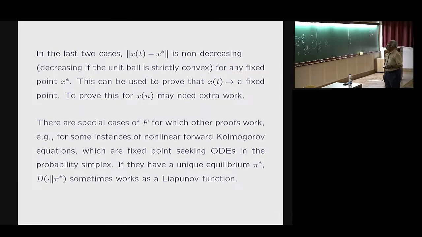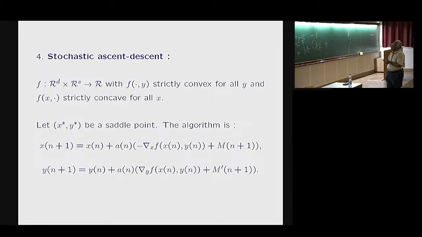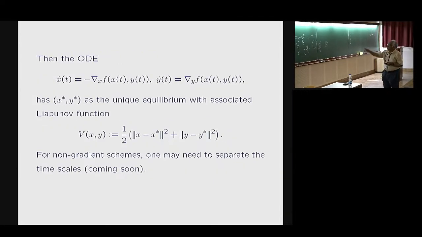When alpha is 1, it's a bit complicated, which I talked about a bit, but I won't get into that again. Gradient descent-ascent is basically to find saddle points if there is strict convexity and concavity in the two arguments, x and y respectively. If (x star, y star) is a saddle point, then gradient descent in x and gradient ascent in y works, and that's because this is a Lyapunov function.